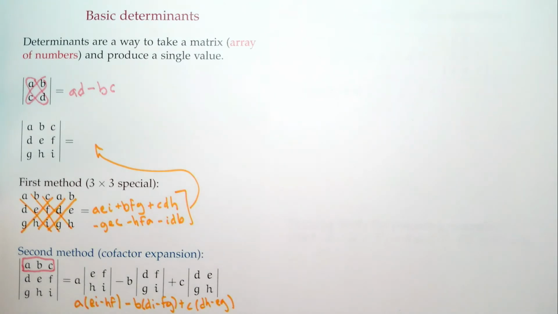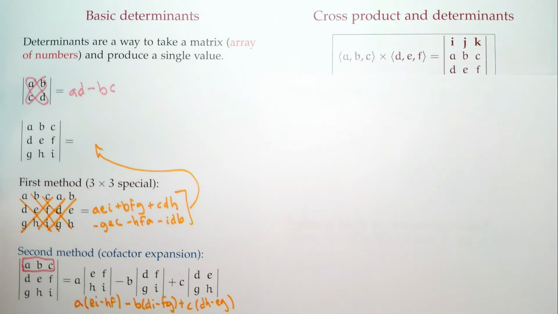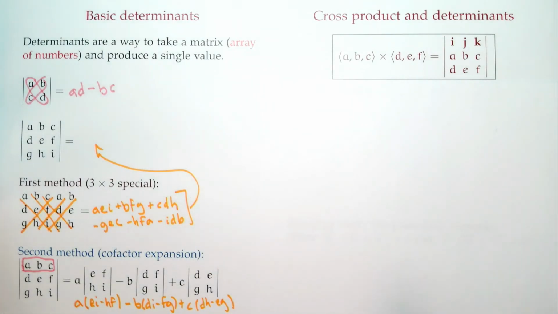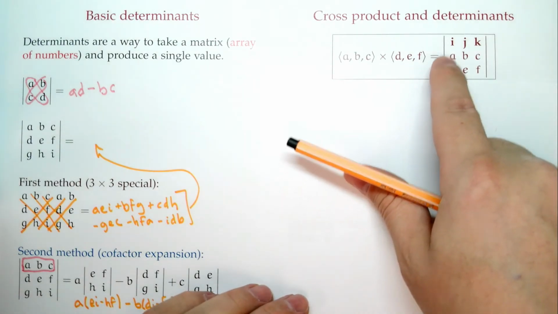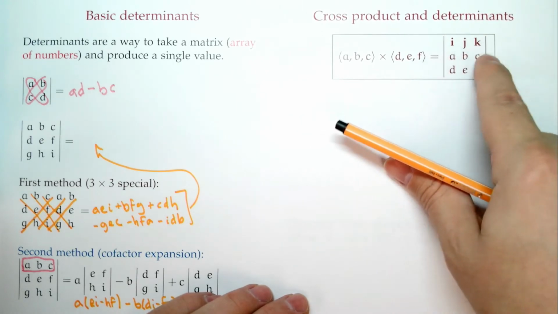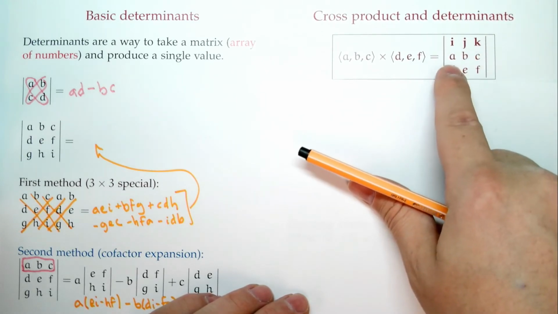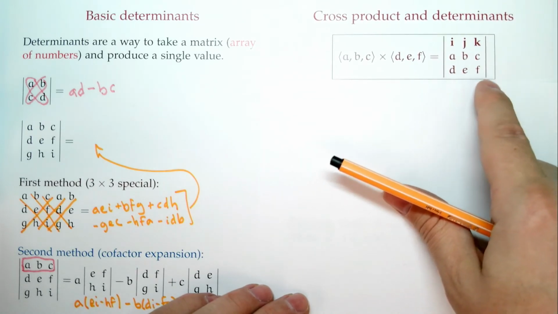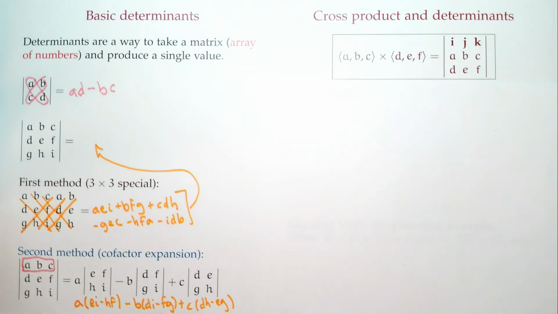Now, why did we go this direction? It turns out, amazing fact, if I have two vectors, A, B, C, and D, E, F, and I take their cross product, then if you take the 3 by 3 matrix whose first row is I, J, K, second row is the first vector, A, B, C, and third row is the second vector, D, E, F, and take that determinant, that is equal to the cross product.